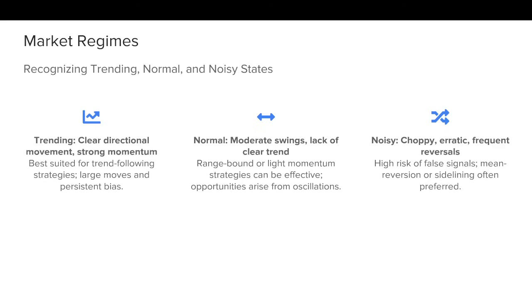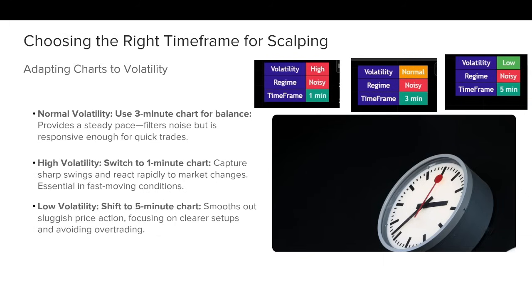So recognizing trending, normal and noisy states. Trending is clear directional movement, strong momentum. Normal is moderate swings, lack of clear trend. Noisy is choppy, erratic, frequent reversals.